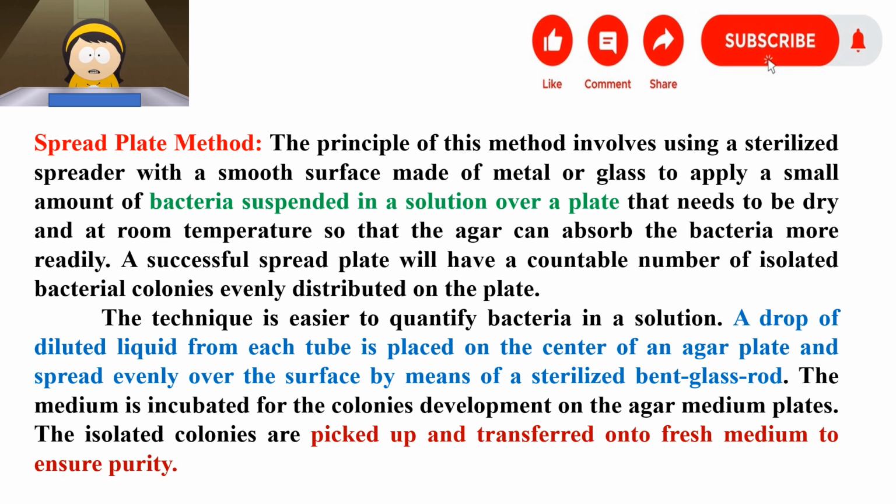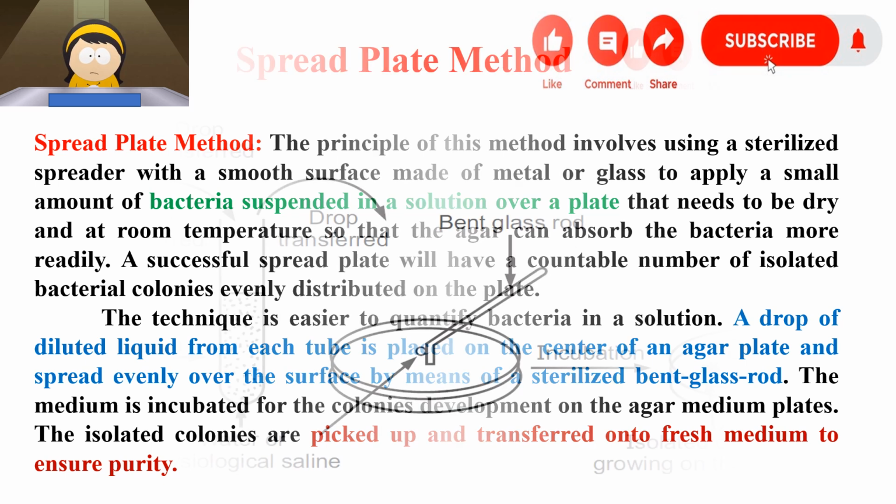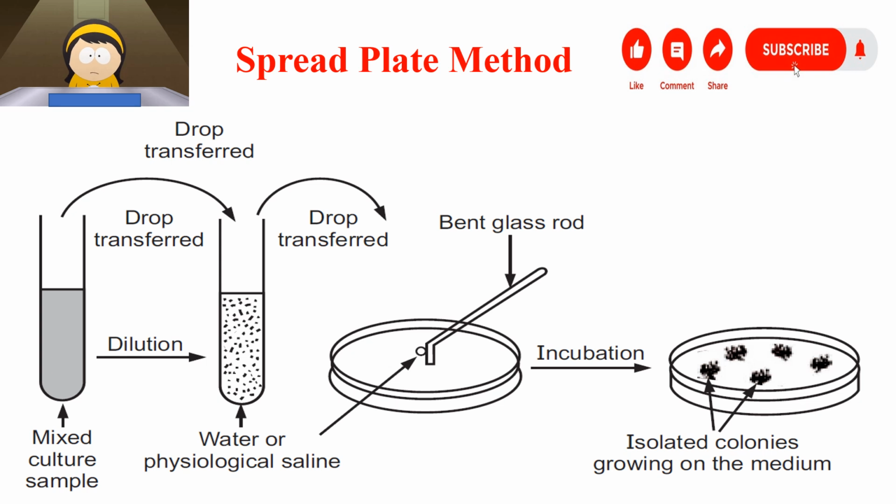A drop of diluted liquid from each tube is placed on the center of an agar plate and spread evenly over the surface by means of a sterilized bent glass rod. The medium is incubated for the colonies' development on the agar medium plates. The isolated colonies are picked up and transferred onto fresh medium to ensure purity. This slide is showing the spread plate method diagrammatically. This slide is showing the isolated pure culture by spread plate method.